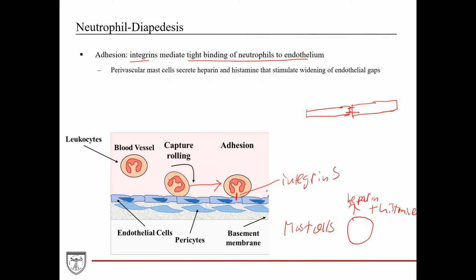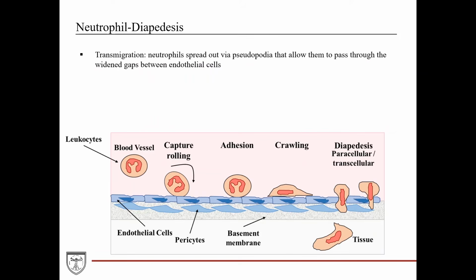What you need to do to help this cell move from the blood vessel to the actual tissue where the inflammatory response is going on is widen the space between these endothelial cells. So you widen the space like this, and then it allows the neutrophil to travel through these spaces and into the tissue. And as a part of that process, it enters into what's called crawling, or as we say here, transmigration.